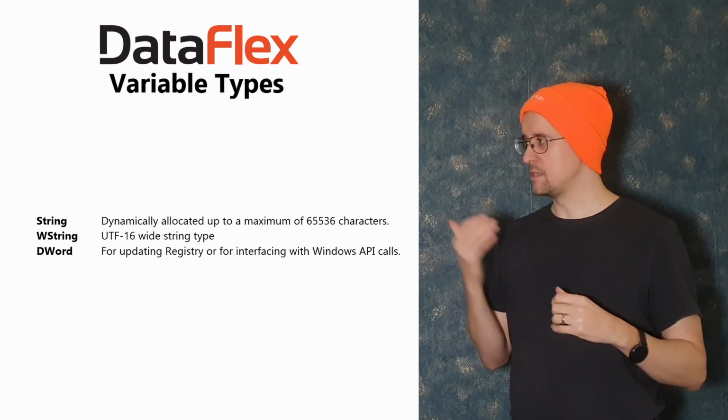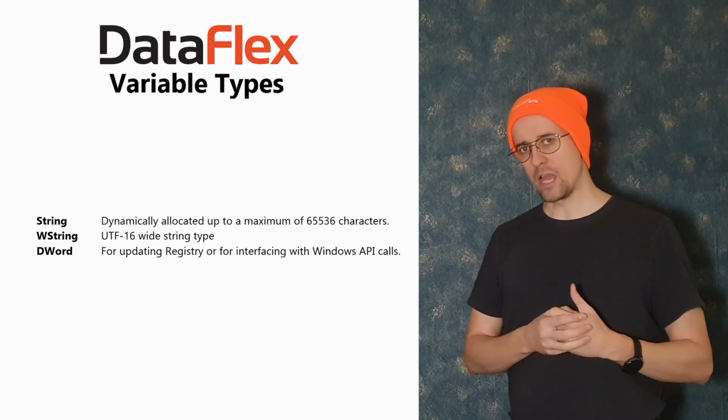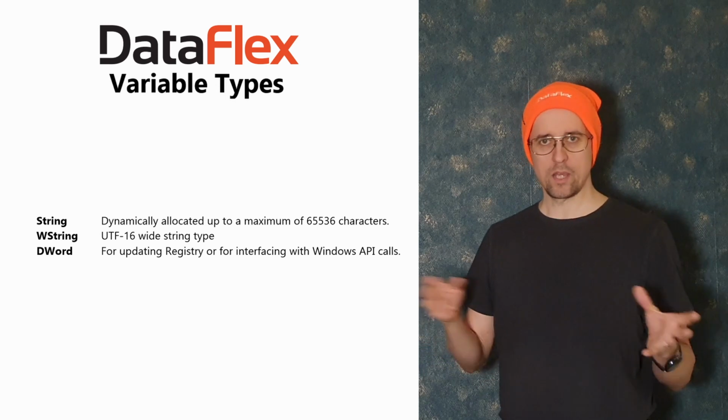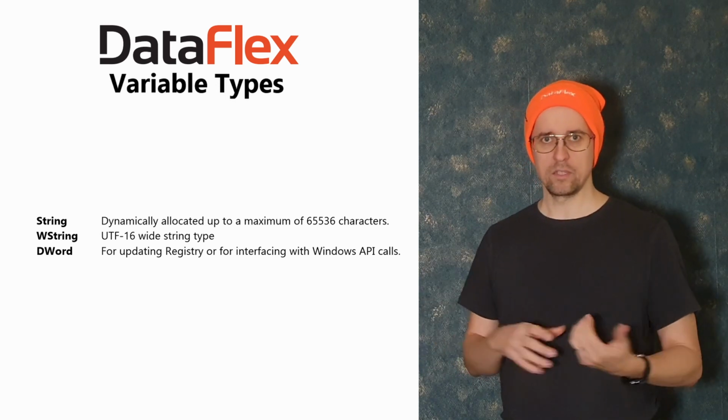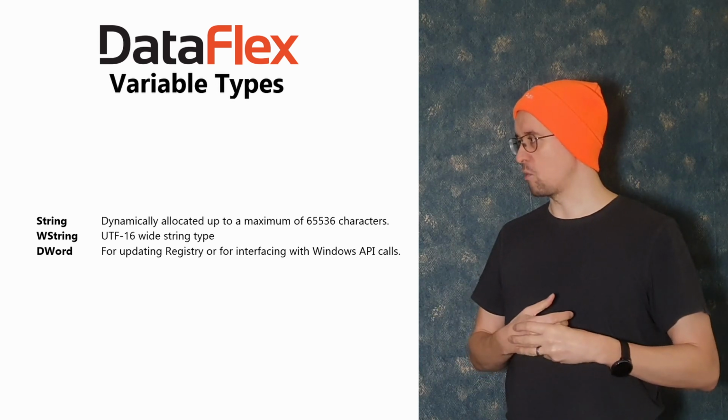Then we have the D word, and that's some special type for Windows applications if you want to update the registry or interface with Windows API calls and stuff like that.